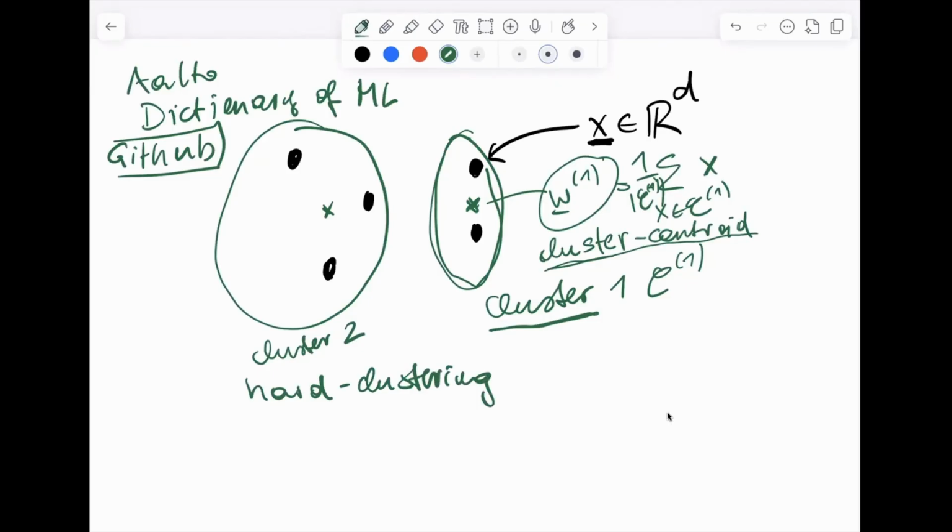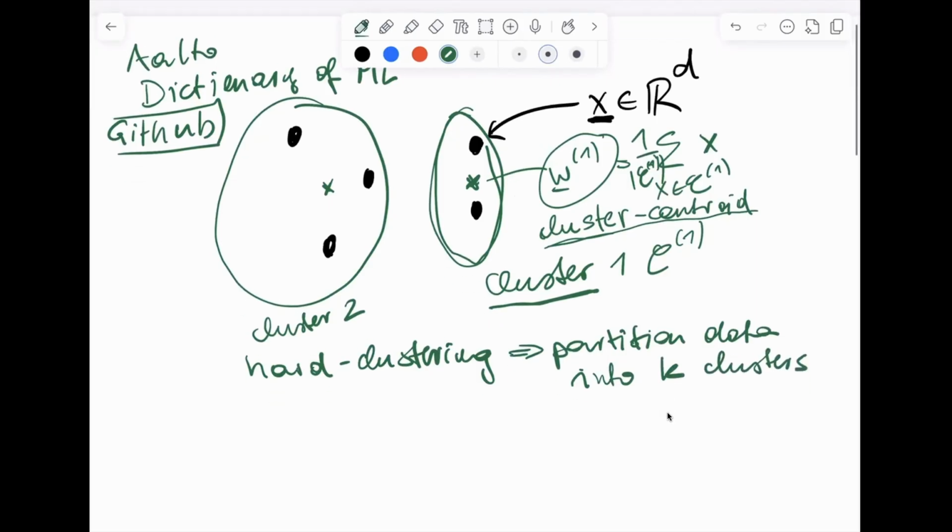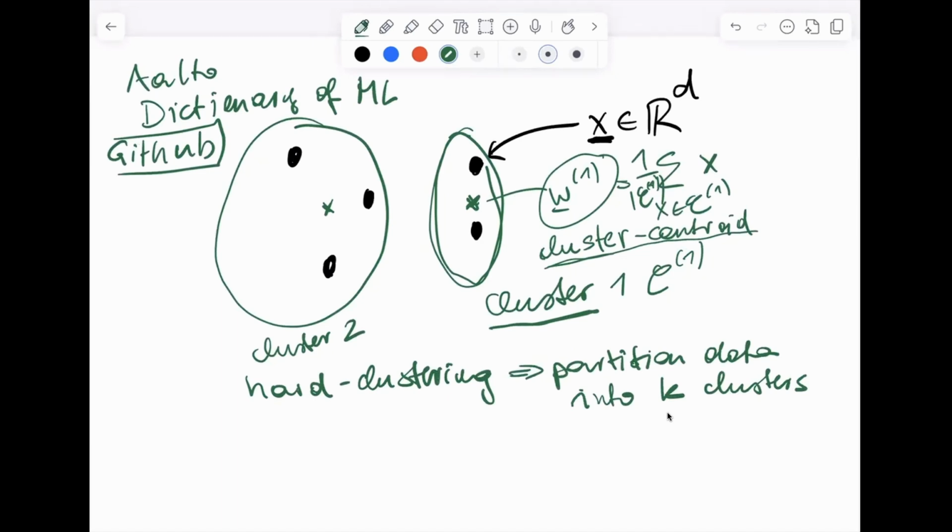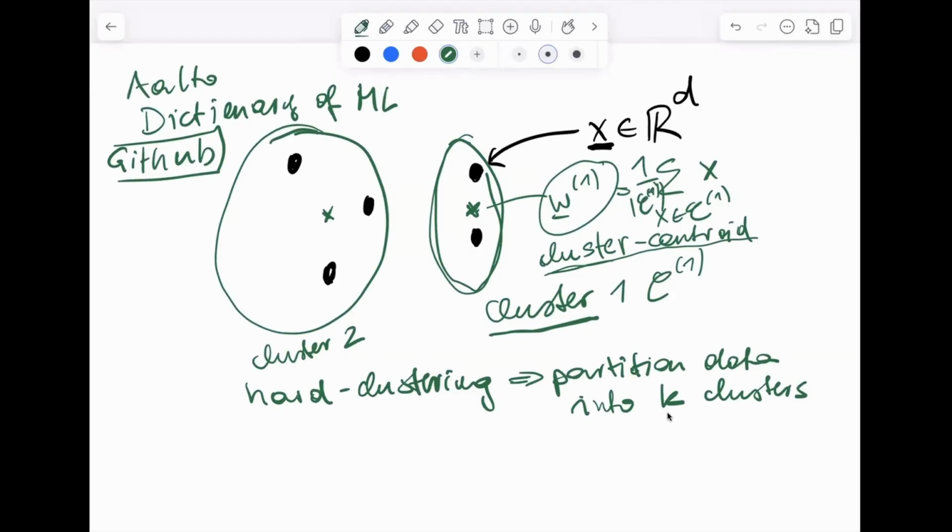amounts to finding a partition. So we partition the data points into a given number of clusters. So we partition the data into a given number k, we call this k, of clusters. And each possible partitioning, so here I show one. Here you see one possible partitioning of the data set into two clusters. So this would be an example here for k equal to two clusters.